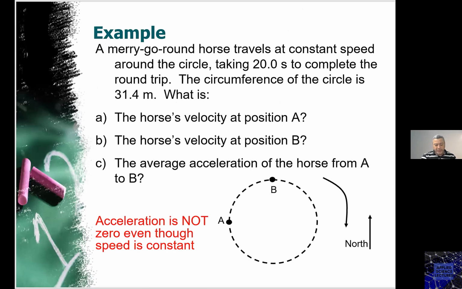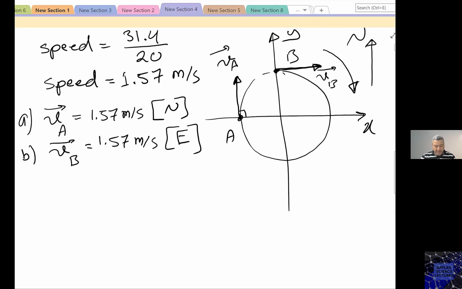Now, what did we need to find? We want to find the average acceleration of the horse from A to B. In order to find the average acceleration, I know that the average acceleration is also a vector, and this equals delta V divided by delta T. What about delta T? How much is delta T? Can somebody tell me?